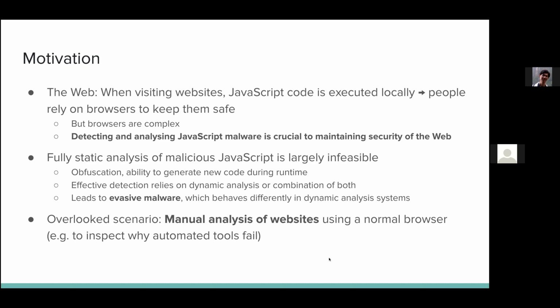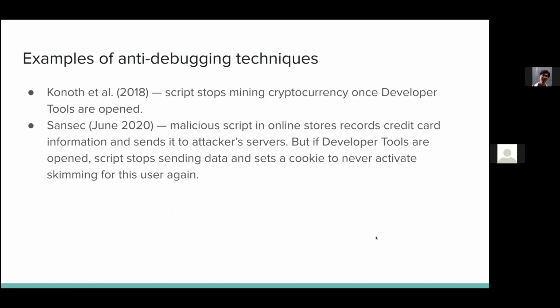There has been research on all of these aspects, but one area of research that's often overlooked is the manual analysis of websites using a normal browser. These are some examples of anti-debugging techniques that were seen before this work. For example, there's a malicious script that mines cryptocurrency until somebody opens the developer tools at the side of the browser. Then once developer tools are open, it stops.